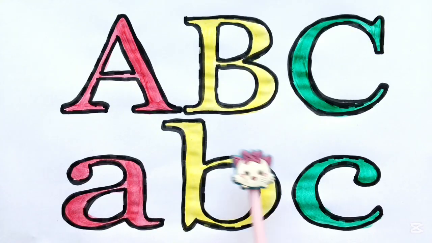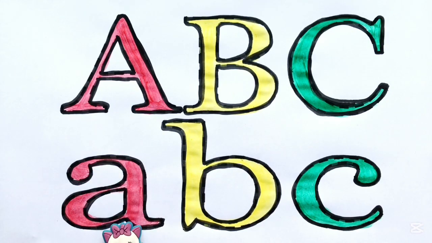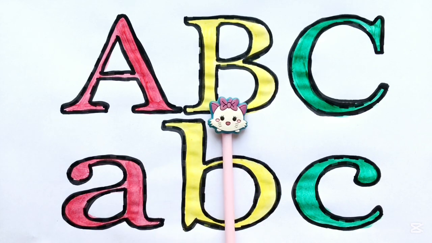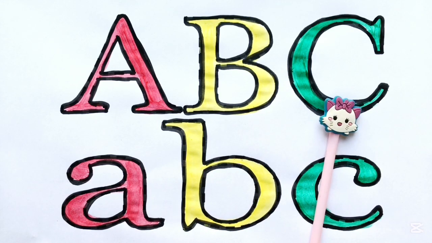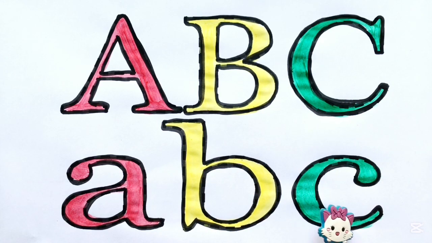Let's repeat and learn. Capital letter A, small letter A. Capital letter B, small letter B. Capital letter C and small letter C.